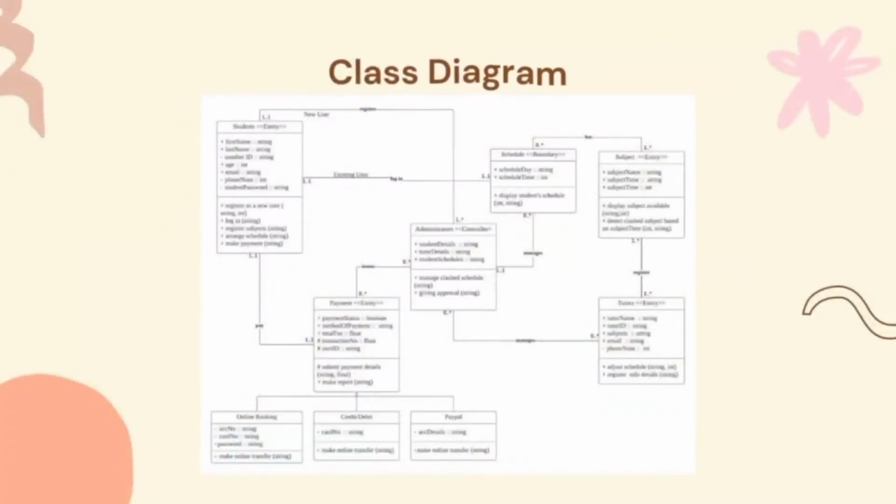This is our class diagram. The class diagram shows the relationships between each object, including students, tutors, subjects, schedules, payment, and etc. Students can sign in or log in, register, and manage the subjects, while tutors can register themselves and details. Other than that, students have 3 choices to make their payment.